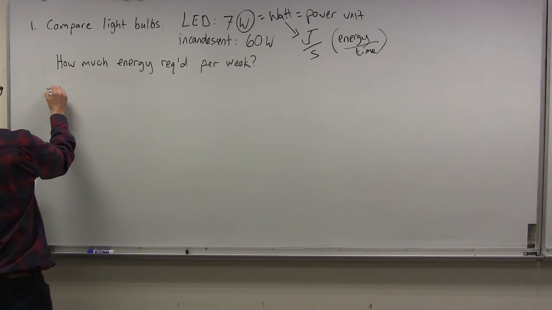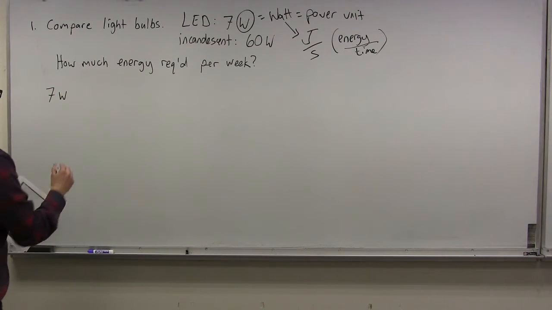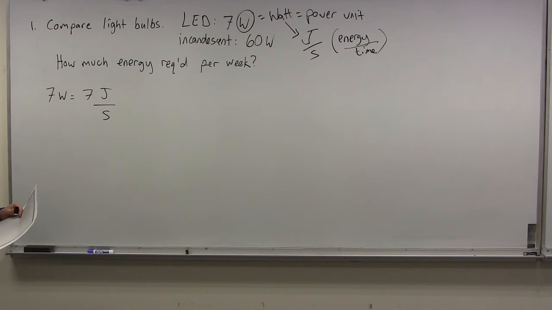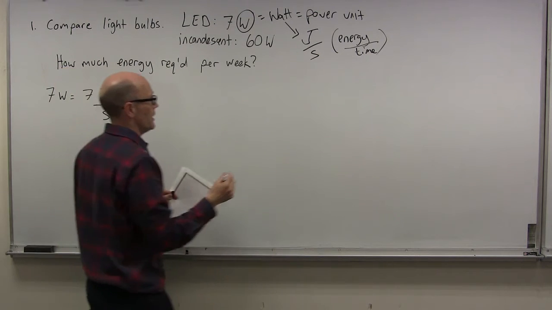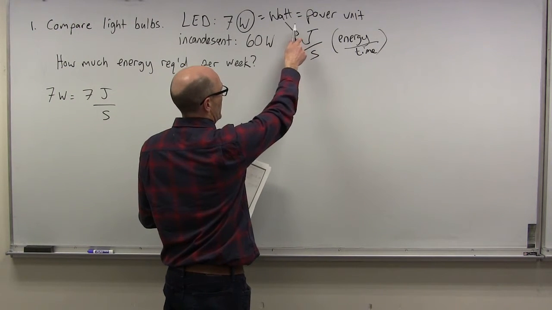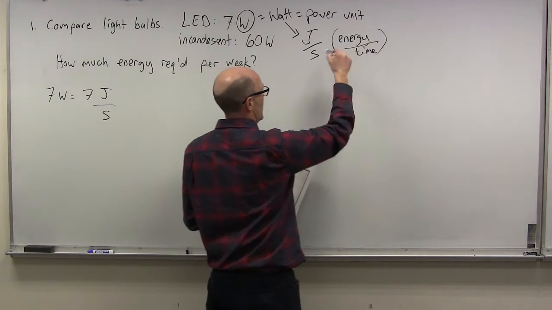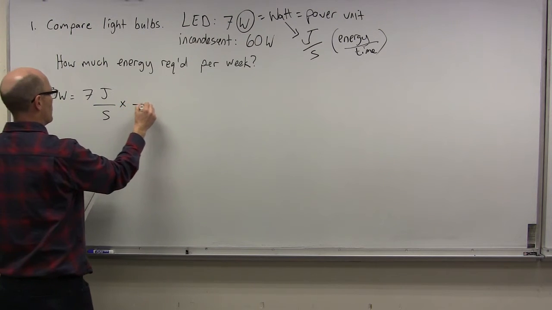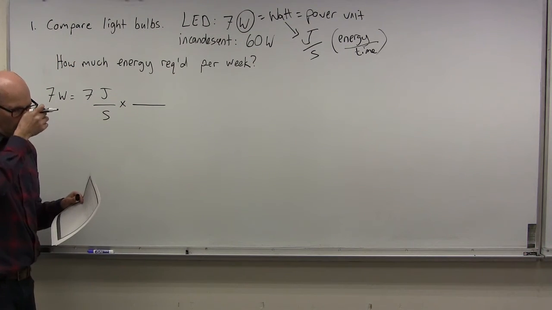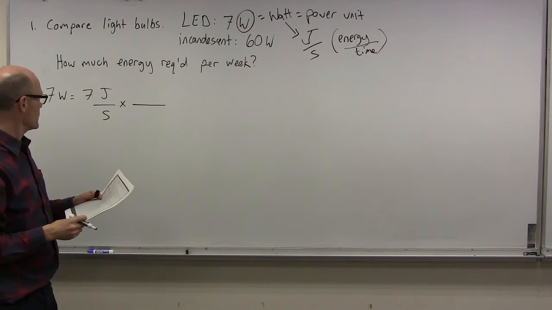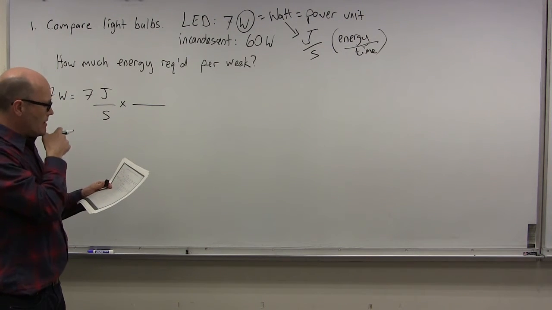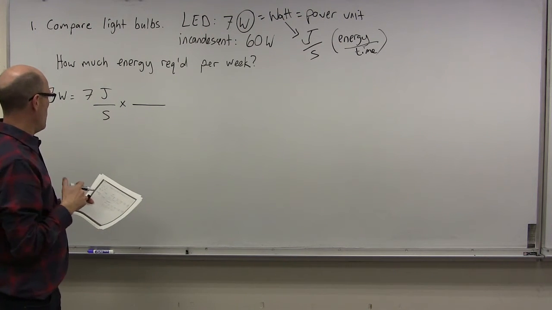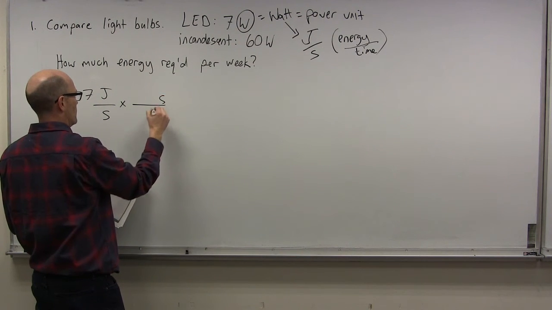right away, if we know that we have 7 watts for that LED, that's the same as saying 7 joules per second. And if I want to figure out how much energy I'm using, I multiply my power, the joule per second, by the time to get back to joules. So we're going to go ahead and convert this unit, but I like to do things longhand. So then we get 7 joules per second, and we're going to want to get to joules per week. So seconds, we're going to want to cross multiply.